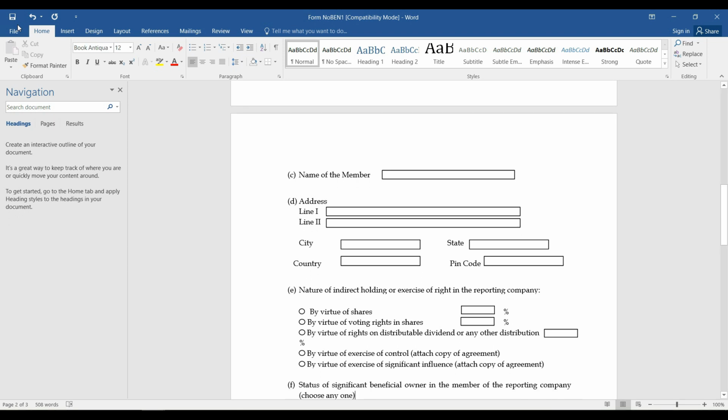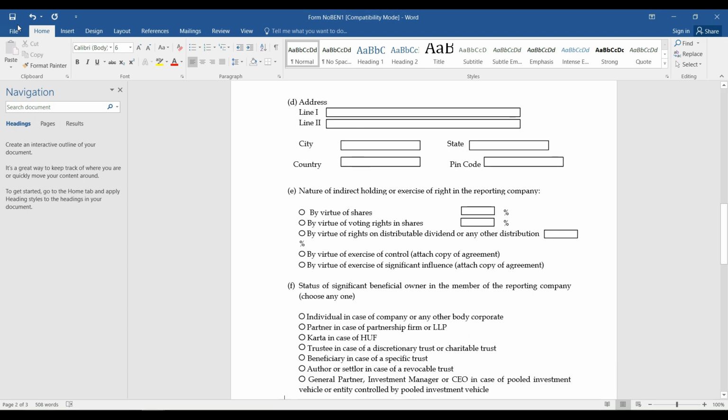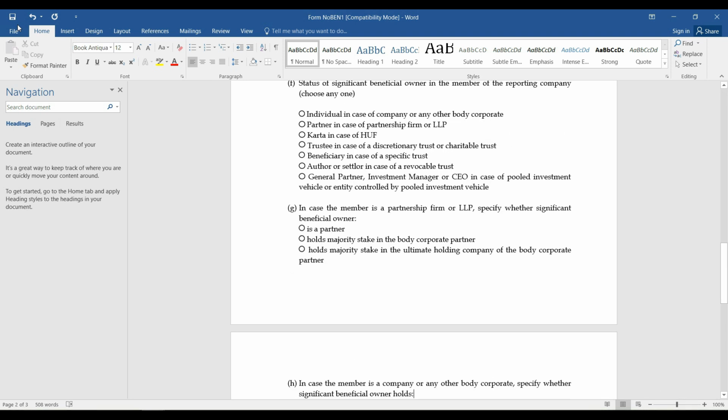Okay, and then the next point F, status of the significant beneficial owner in the member of the reporting company. We have to choose what the status is. If he is an individual, then we have to click partner, karta, trustee, beneficiary in case of specific trust, author or settlor, or general partner or CEO. In different cases, we have to choose accordingly. Suppose we have an individual, then we have to select that option.